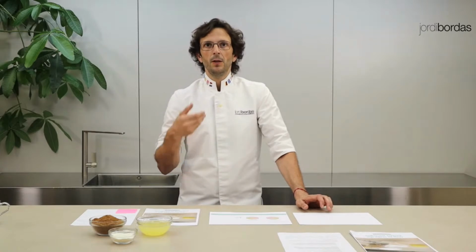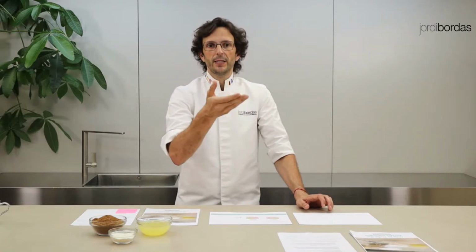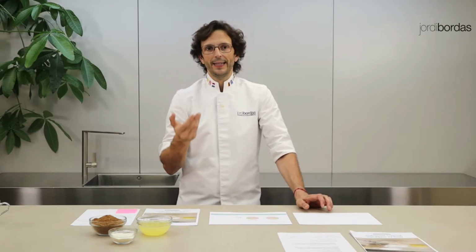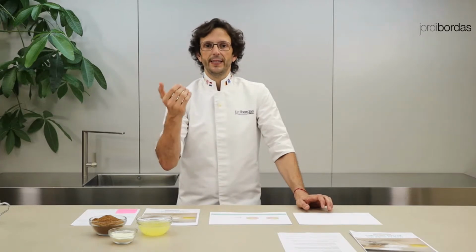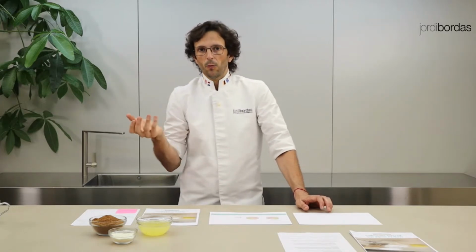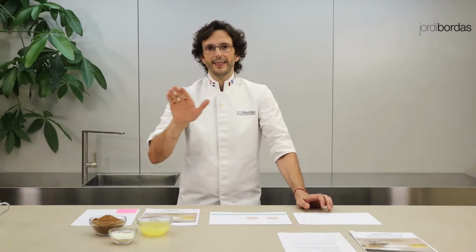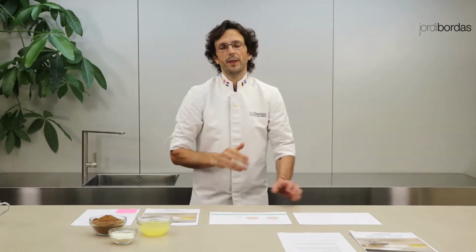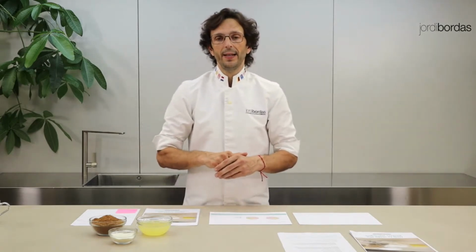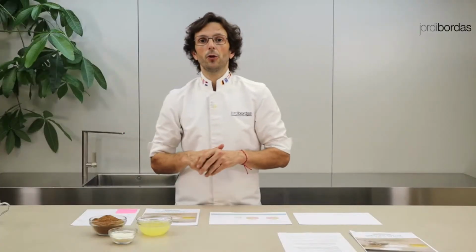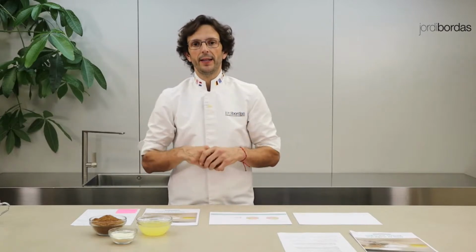For this reason, when we freeze French meringue and when we freeze Italian meringue, in general Italian meringue has much more stability in the freezing and thaw process. That means we can freeze Italian meringue, thaw it, and we will see that it's completely stable. On the other side, with French meringue, the water will be leaking out. And this is because of the difference in the process.